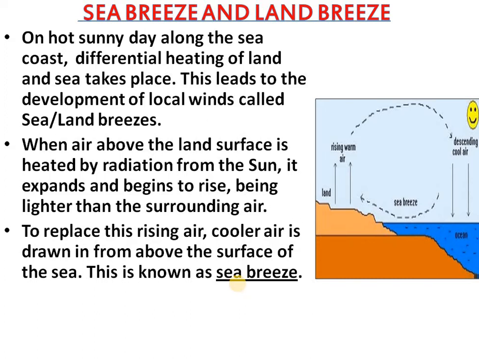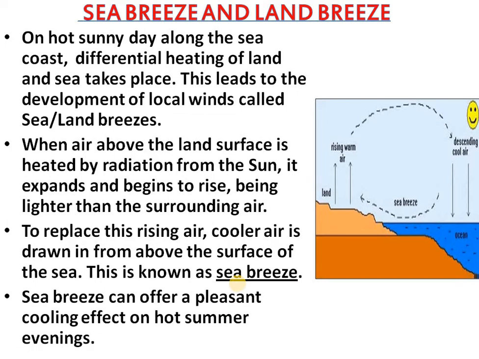During the daytime, air near the land is hot and rises up. A vacuum is created. As a result, comparatively cold air from the sea blows to the land. This is called sea breeze. Sea breeze can offer a pleasant cooling effect on hot summer days. Suppose you are standing near the sea during the daytime, you can get a cooler air flow. This is due to sea breeze.